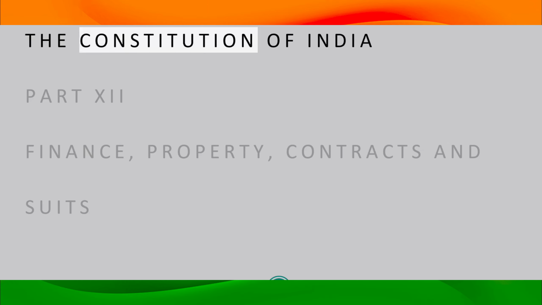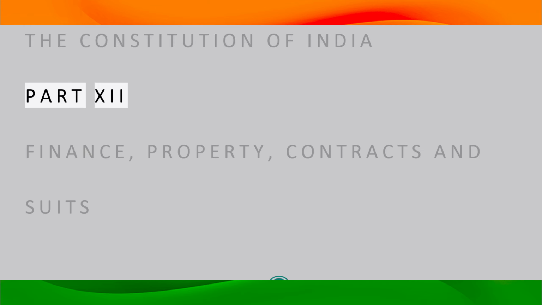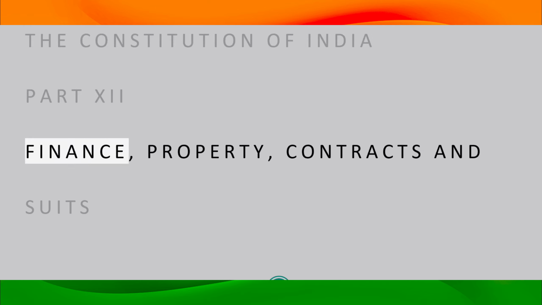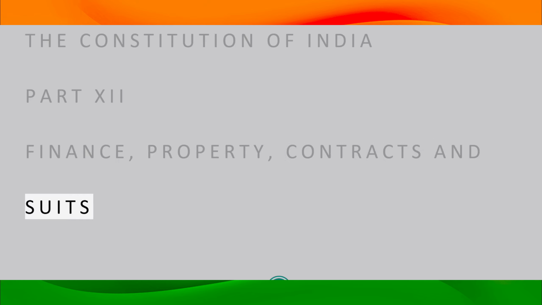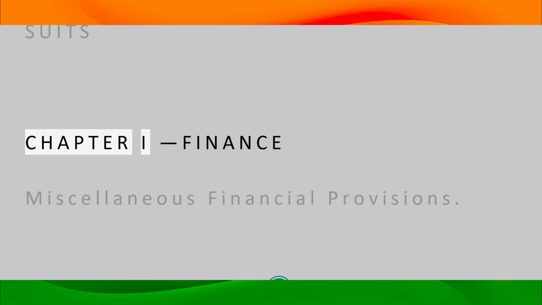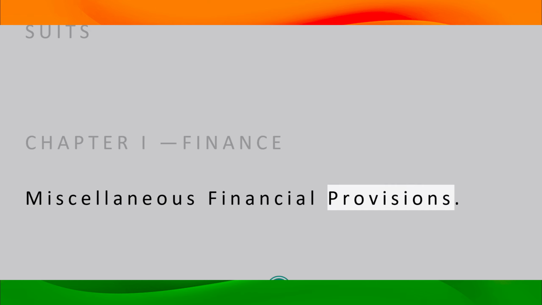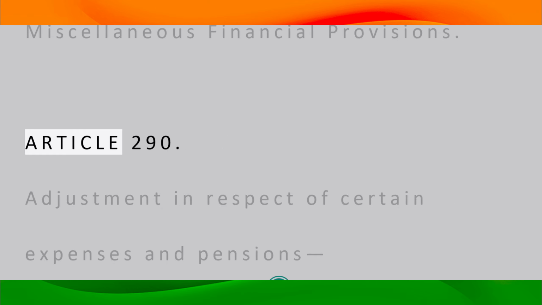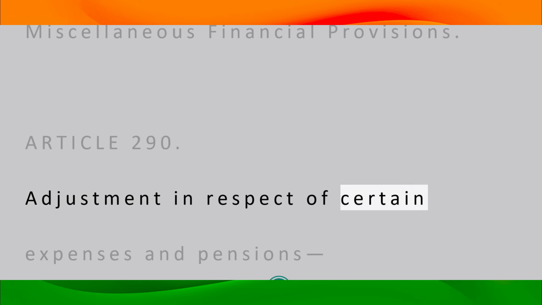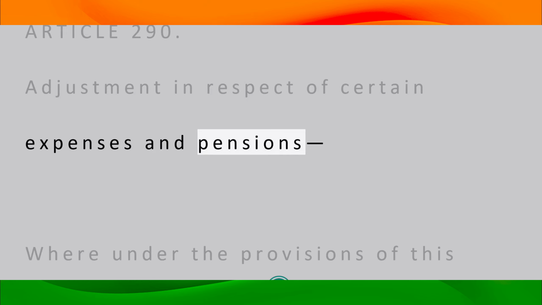The Constitution of India. Part 12: Finance, Property, Contracts and Suits. Chapter 1: Finance. Miscellaneous Financial Provisions. Article 290: Adjustment in respect of certain expenses and pensions.